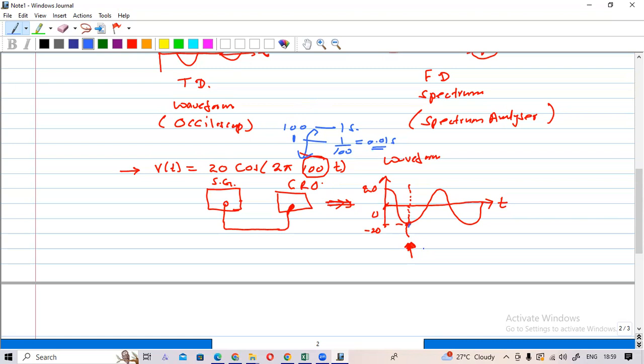Okay, is this time 0.01? Is it correct or not? If I put here 0.01, is it correct or not? No.